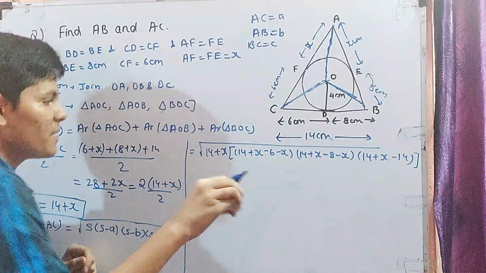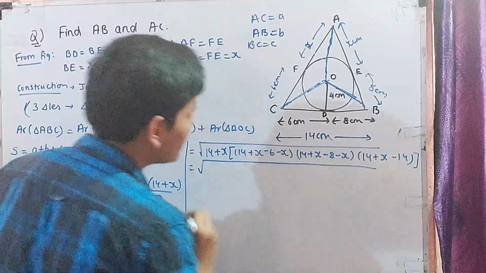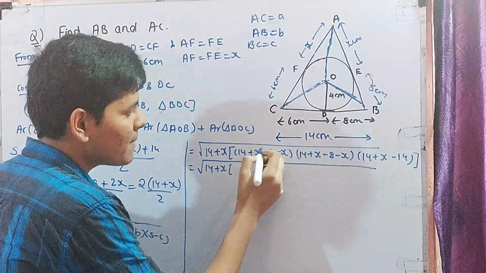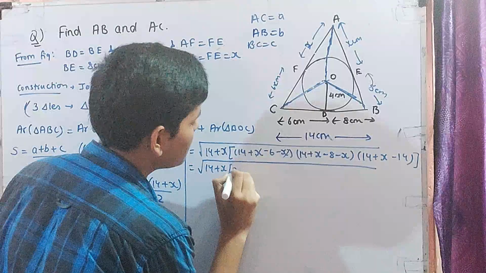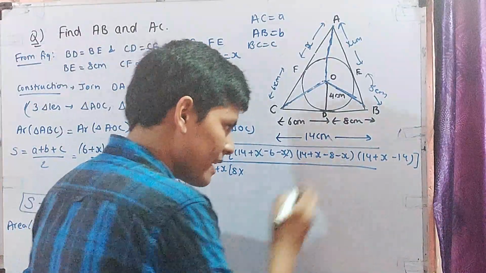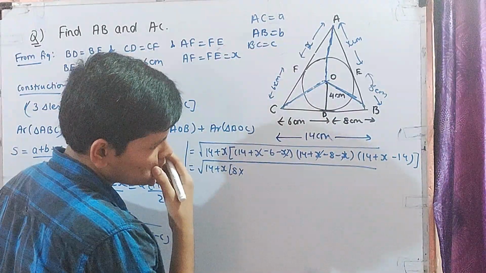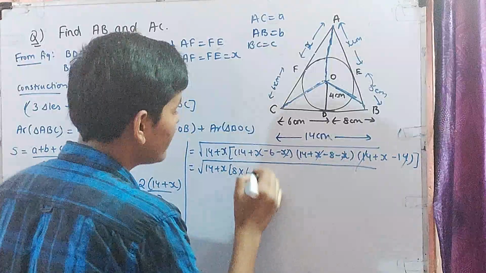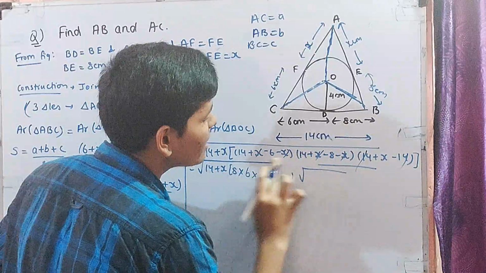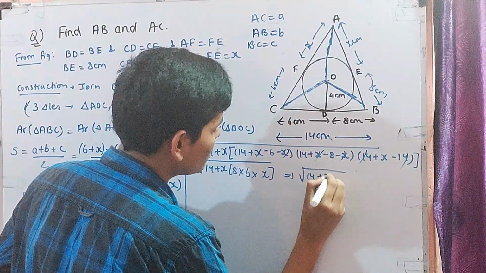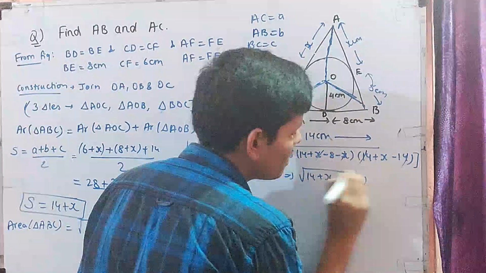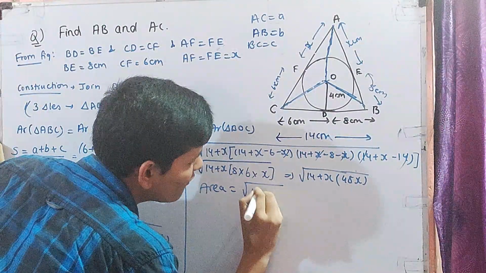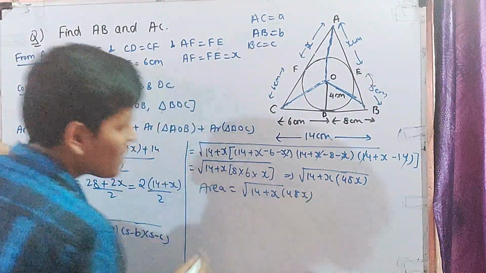Now, what we are going to do is just simplify it. That is, 14 plus X. Now, plus X and minus X will get cancelled. 14 minus 6 is 8. Into plus X minus X again gets cancelled. 14 into 14 minus 8 is equal to 6, into, here also plus 14 minus 14 gets cancelled, and here we have X. So hence what do we get? We get the square root of 14 plus X into 8 sixes are 48, 48X. So now this is the area. So hence we can tell that area is equal to the square root of 14 plus X into 48X.